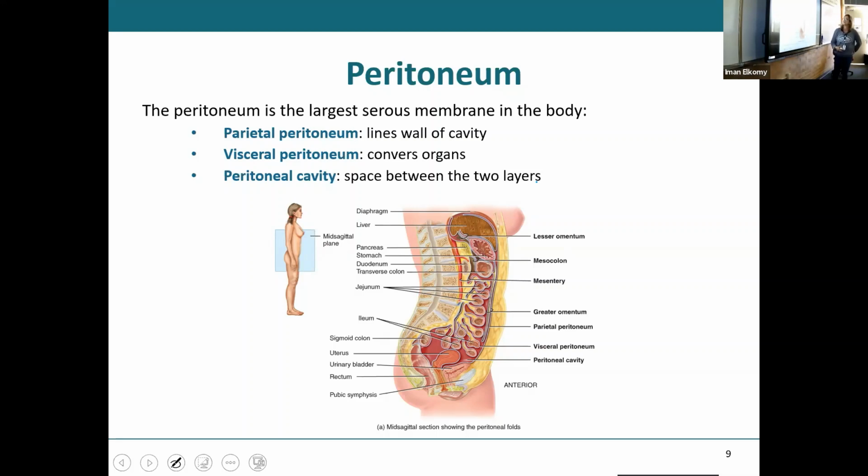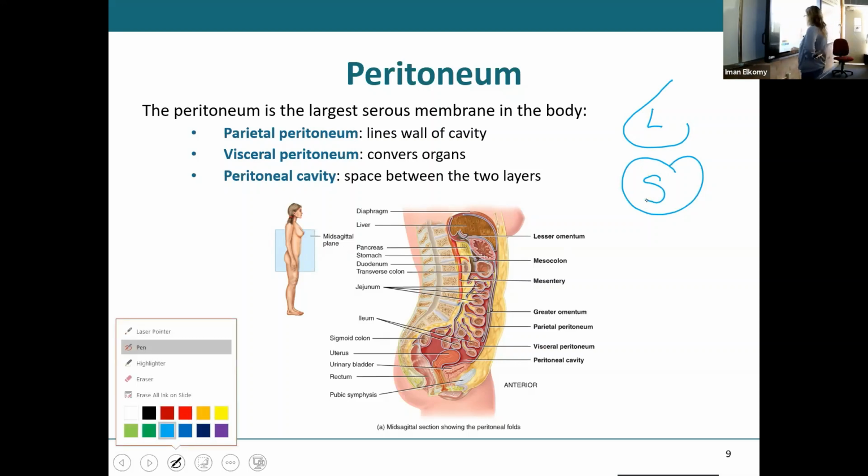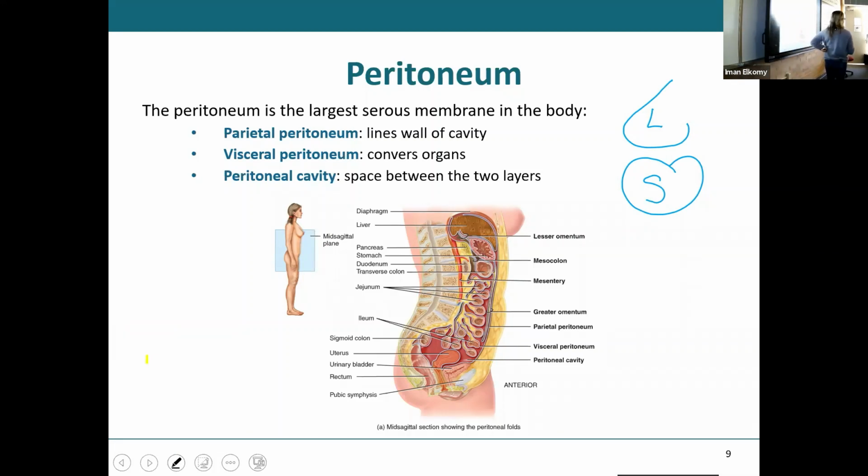So imagine this. I'm looking at a side image here, and this is the liver, and right here, this is the stomach, right? And I am going to wrap all of this in that protective saran wrap called peritoneum.